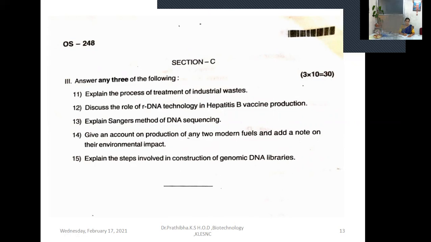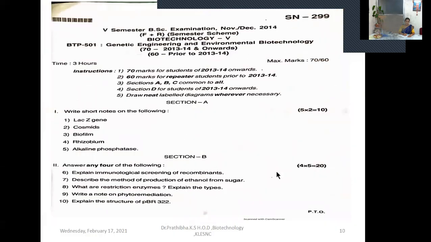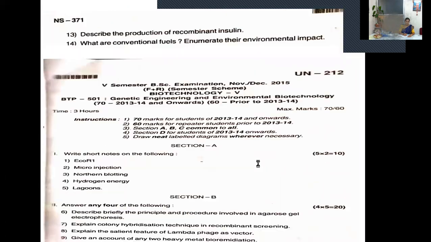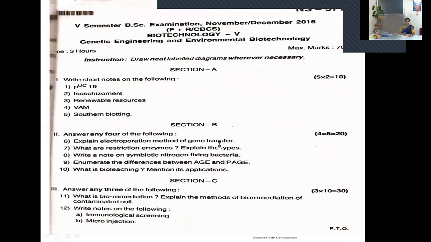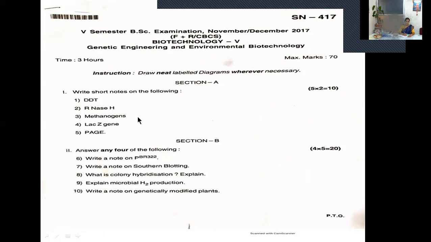Okay, so this is the 2012 question paper. So you can keep in your mind the model question paper here, 2017. Okay, so here you'll get write short notes on the following. 5 questions you need to answer, 10 marks. Answer any 4 of the following. 4 questions you need to answer. Each carries 5 marks, 20 marks.